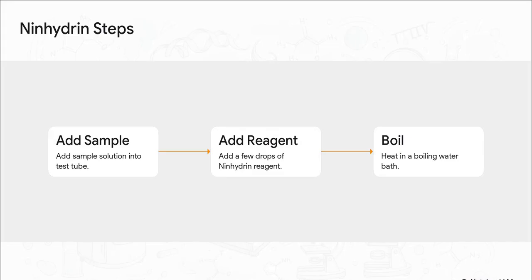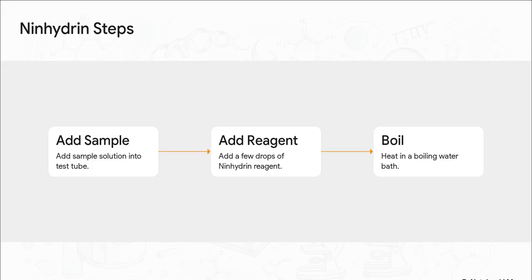Now, this is our broadest dragnet yet, designed specifically to detect free amino acids. The protocol for the Ninhydrin test is wonderfully straightforward. You start by adding your sample solution into your test tube. Then, you simply drop in a few drops of the Ninhydrin reagent.